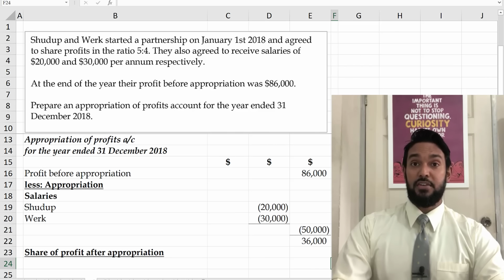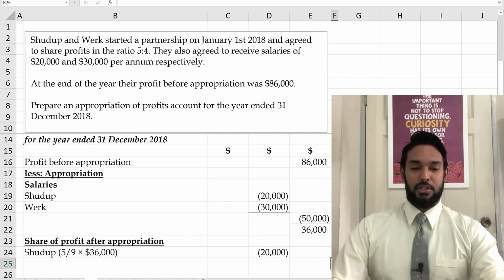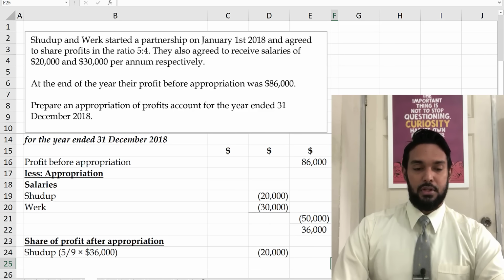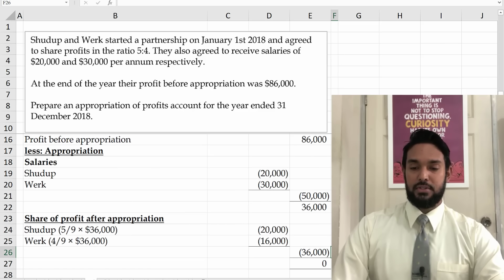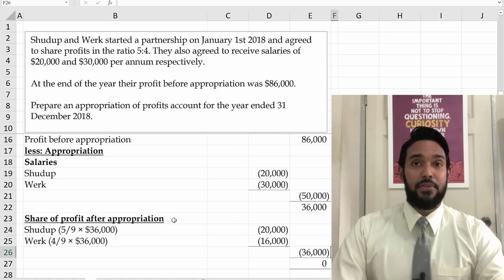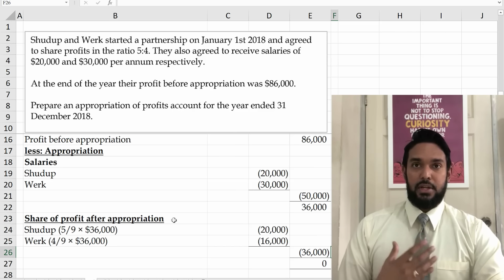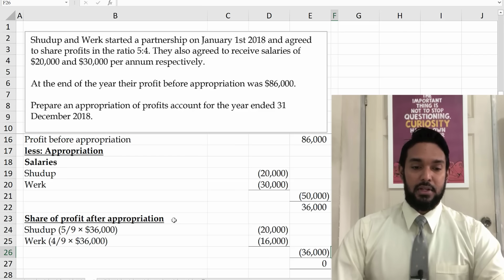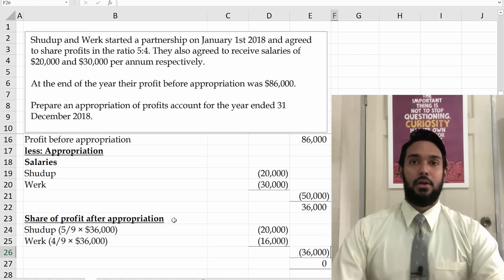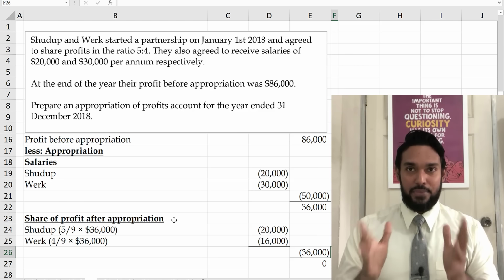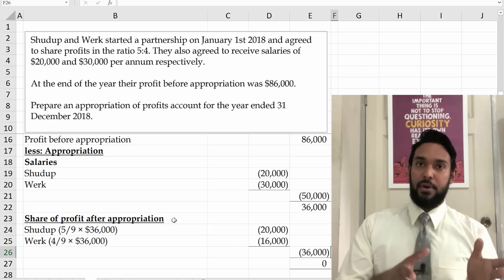Oh, sorry, so share of profit after appropriation. Sorry, I forgot about our little subheading. Right, so Shut Up gets 5 ninths of 36,000, and Work gets 4 ninths of 36,000, which of course will add back to 36,000. Now, just so you know, sometimes people call this item different things. I was taught that it was called share of residual profit. Sometimes it's simply called share of profit, share of remaining profit. Whatever it's called, we do the same thing with it. We share it between or among the partners.